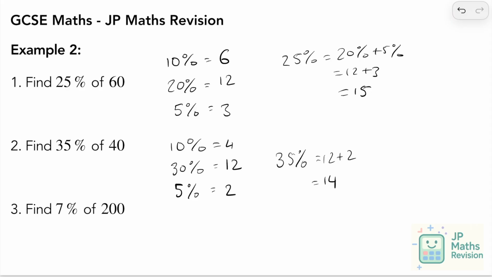This last one, we're finding 7% of 200. So firstly, I'm going to work out 1% by dividing by 100. So 200 divided by 100, that's going to be 2. So 7%, I times 1% by 7. So 2 times 7, that's 14. So 7% is 14.